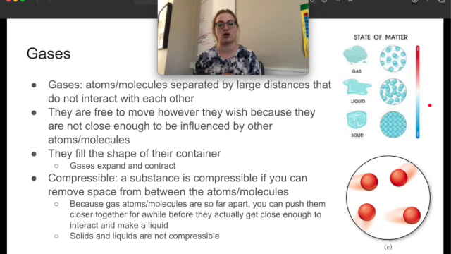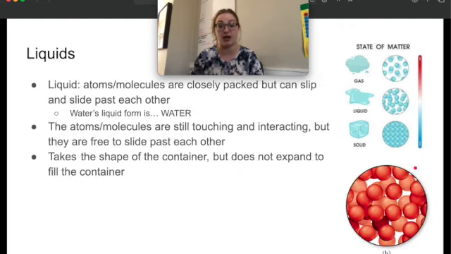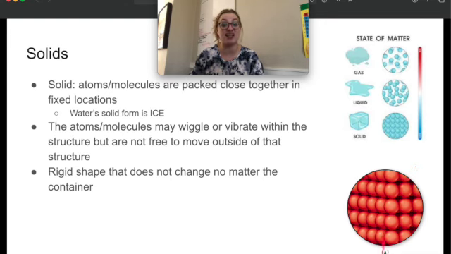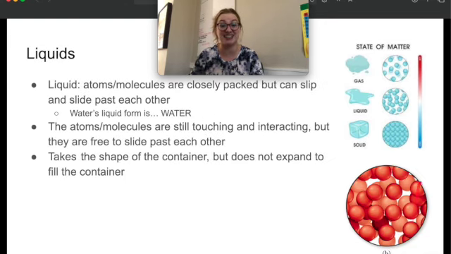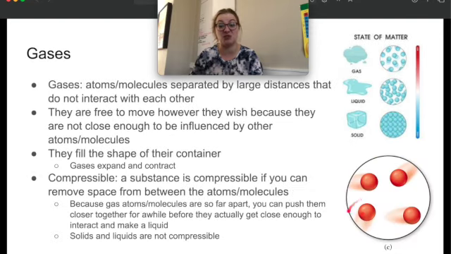So our last state of matter is gases. Gases are atoms and molecules that are separated by large distances and they do not interact with each other. So they are free to move however they wish because they are not close enough to be influenced by other atoms and molecules. You can kind of see that in the picture down here in comparison, right? Our solids, they're all touching. Our liquids are all basically touching too, those atoms and molecules. Whereas in a gas, they're not even close.